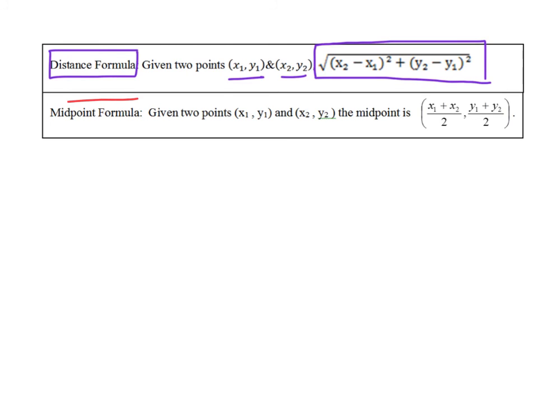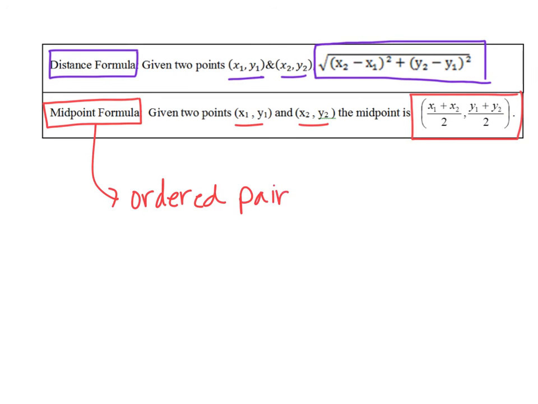Our midpoint formula, again given 2 points, you want to find the midpoint, which is the point halfway in the middle of the 2 points. Here's our formula right here. And basically what we're doing here is we are adding the x's and then dividing by 2 to get to the middle, adding the y's and dividing by 2 to get to the middle. So remember, midpoint will be an ordered pair for your answer. So you will have an x and a y midpoint.